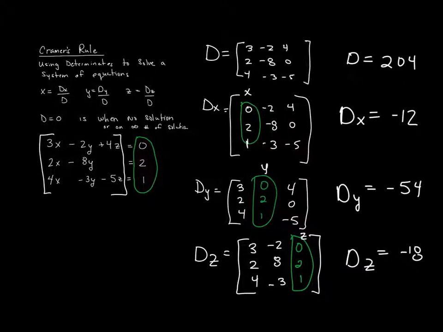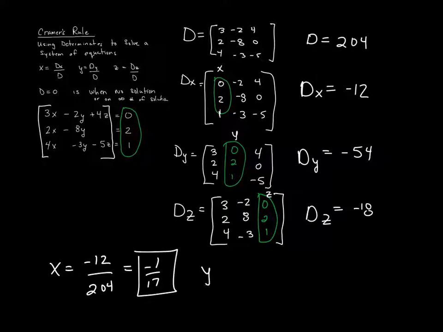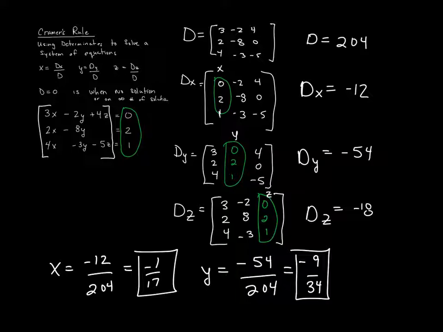So that being said, now I can go ahead and determine what x is. X is just equal to negative 12 over 204, or x is equal to negative 1 over 17. Y is equal to negative 54 over 204, or y is equal to negative 9 over 34. And z is equal to negative 18 over 204, or just negative 3 over 34.